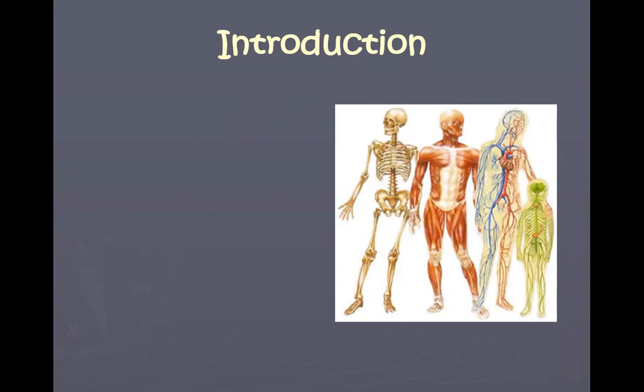Skeletal, muscular, cardiovascular. What is another word for cardiovascular? Circulatory. And the child? Nervous. You can see their brain is part of it.